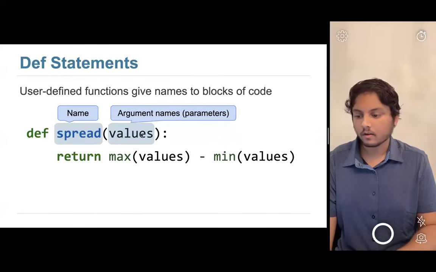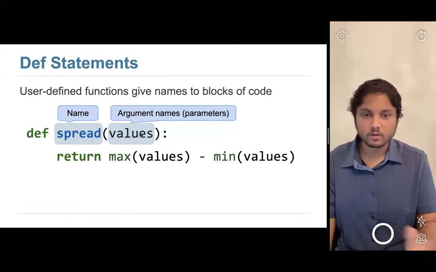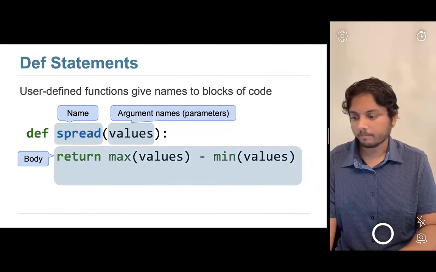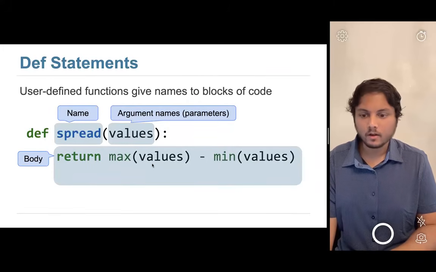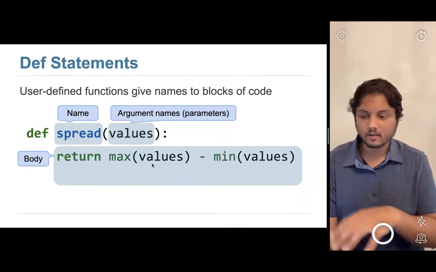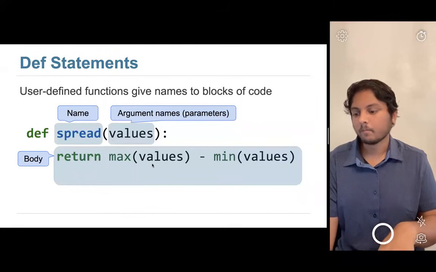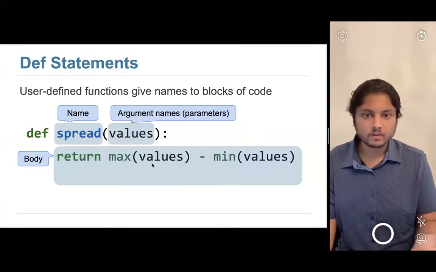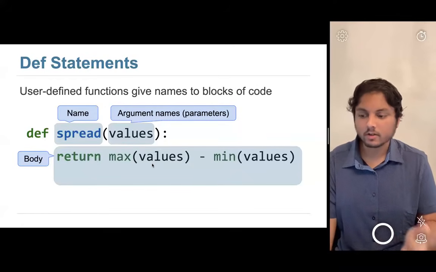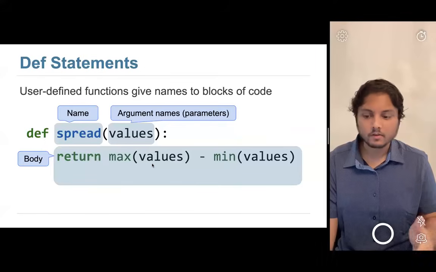And then you have the main logic of your function. What does your function actually do? That's called the body. The body can be several lines long. It doesn't have to be just one line long. It's just what does your function do? In this case, this function returns the maximum of the values minus the minimum of the values.